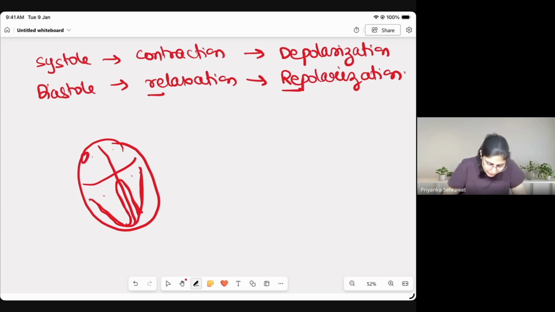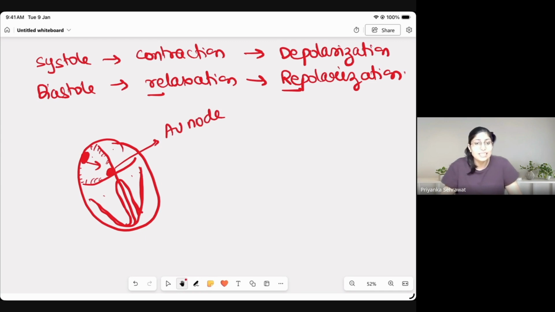Okay. We know that here we have our SA node, which generates potential, which gives rise to contraction of these atrial muscles, which then transfers the current to the AV node, which is also known as a junctional node because it lies at the junction of the atria and the ventricle. From the AV node, there is this bundle of His.